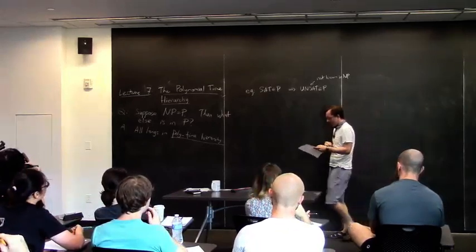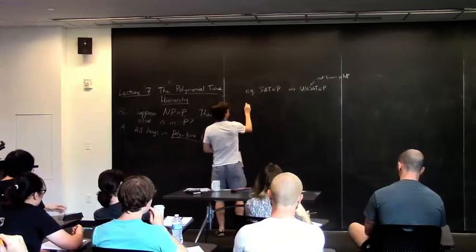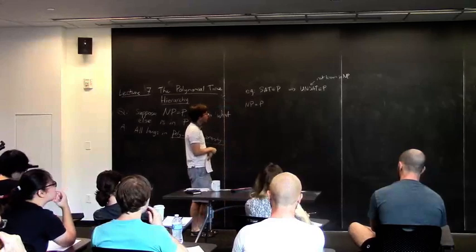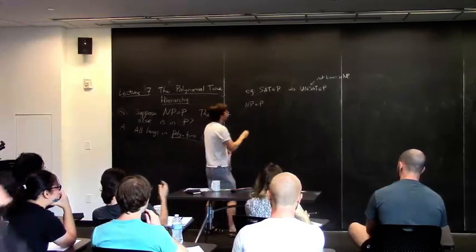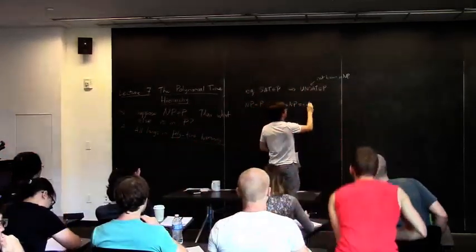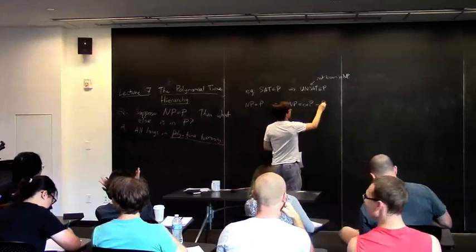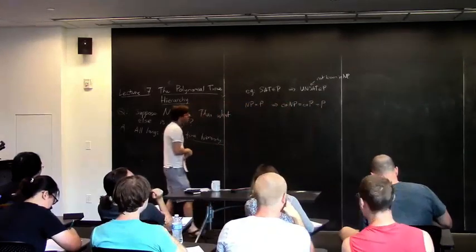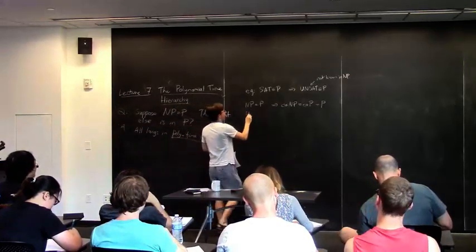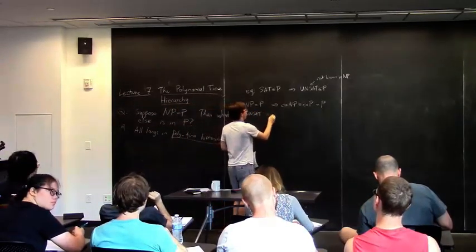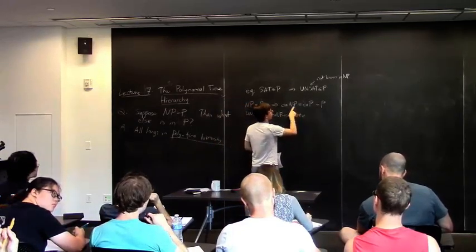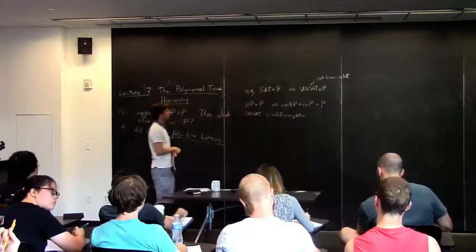Another way to see it is the following. If NP equals P, if you want to be a little bit formalistic about it, you can take the complement of both sides. So we get co-NP equals co-P. Well, that's just P, because P is closed under complement. So if NP equals P, then co-NP also equals P. And for example, UNSAT is co-NP complete. Well, it's in co-NP, so it's certainly in P. In fact, it's co-NP complete.